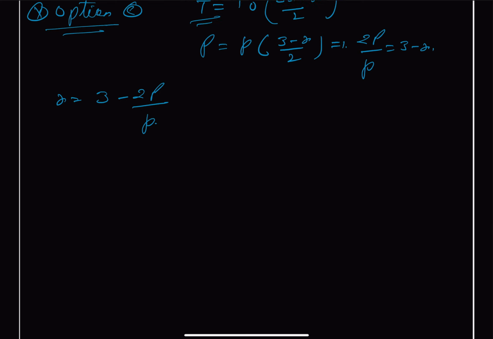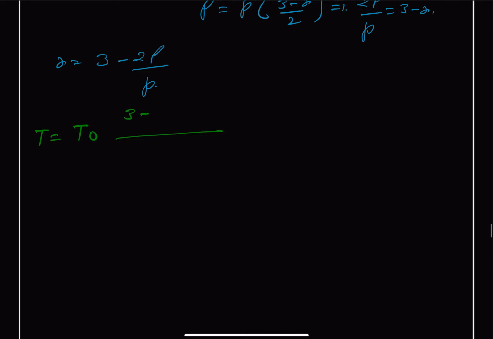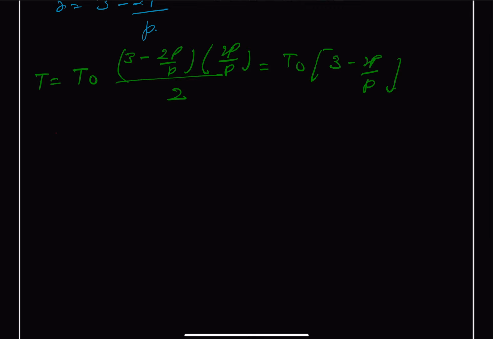So we get our T is equal to T naught, and x we can take as 3 minus 2P upon P multiplied by 2P upon P divided by 2, and this can be written as T naught 3 minus 2P upon P, and this ratio, let us suppose this is equal to q is equal to P upon P.